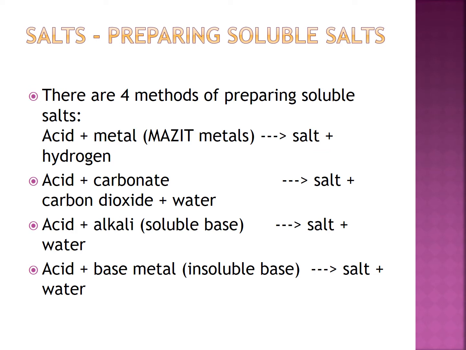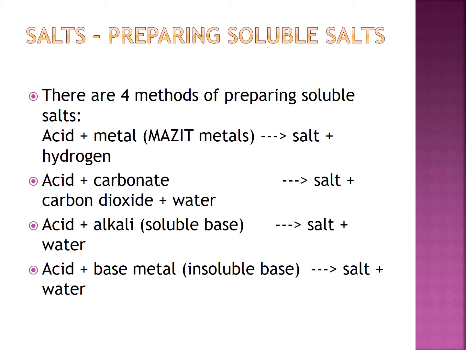Now the preparation of soluble salts. We know that there are four methods of preparing soluble salts. Number one is the reaction of acid with metals. The metals which react with the acids are magnesium, aluminium, zinc, iron and tin. And the products will be salt and hydrogen.